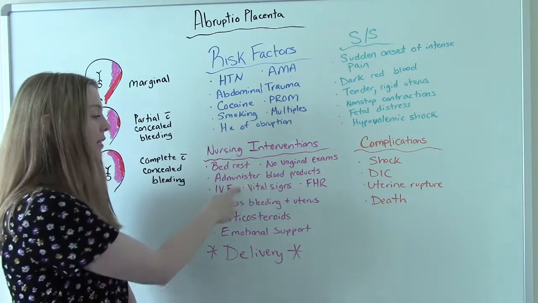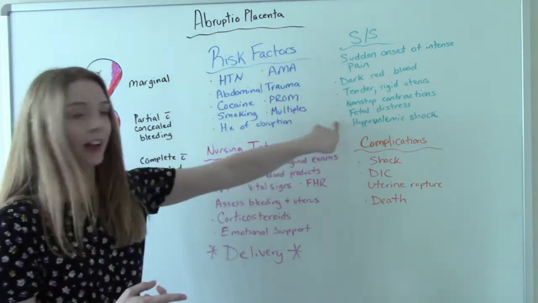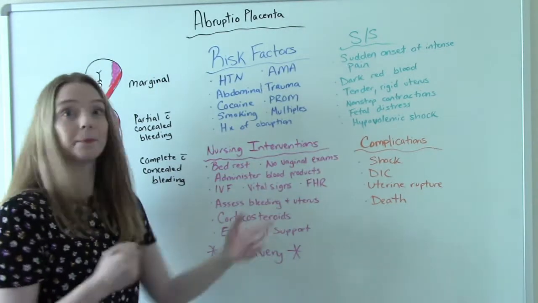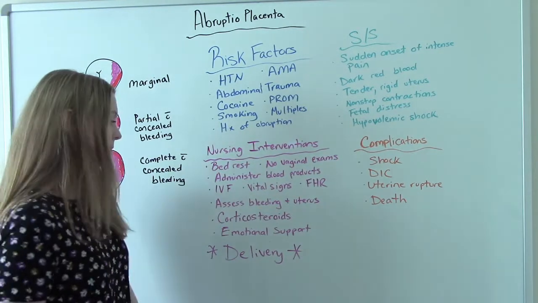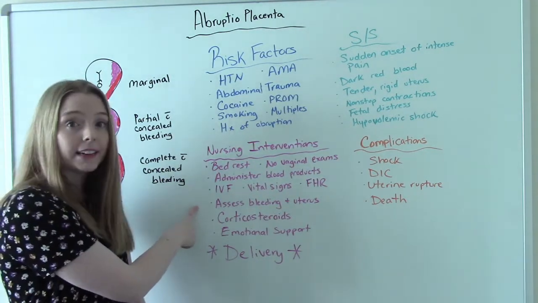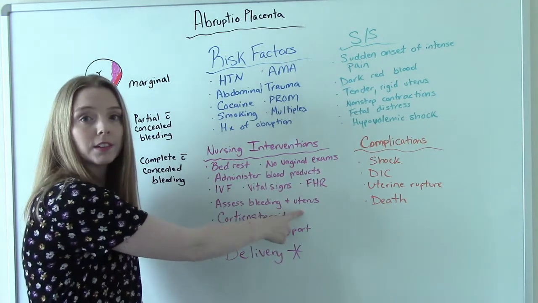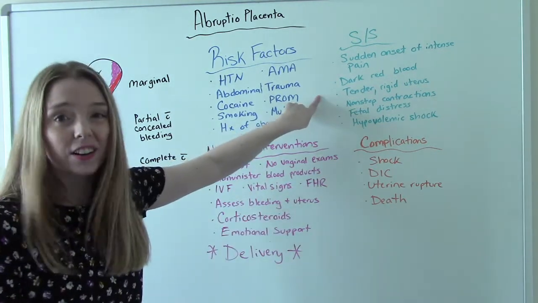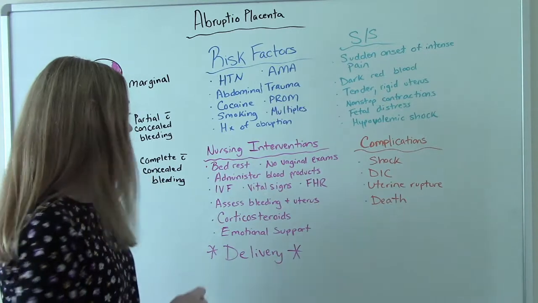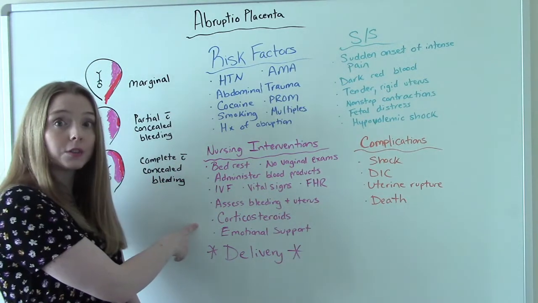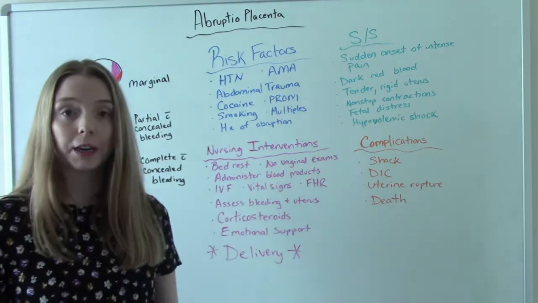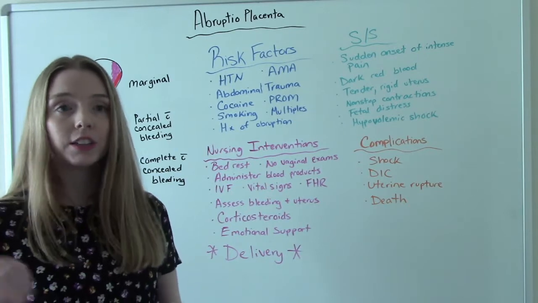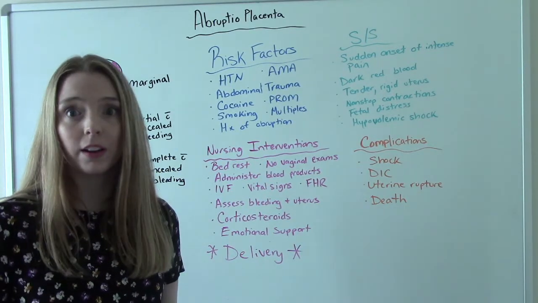IV fluids, of course, vital signs, making sure that they're not in shock. Checking baby to see how they're handling it. Assess any bleeding and the tone of the uterus. Again, we expect it to be tender and rigid. Possible corticosteroids. So if we're going to be delivering mom and baby is preterm, getting at least one dose of betamethasone in it, it's going to help.